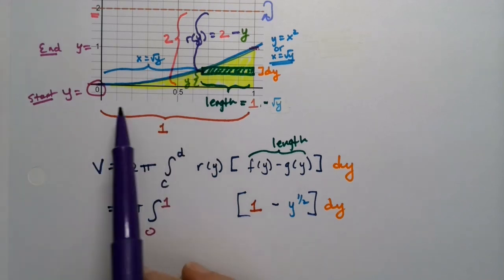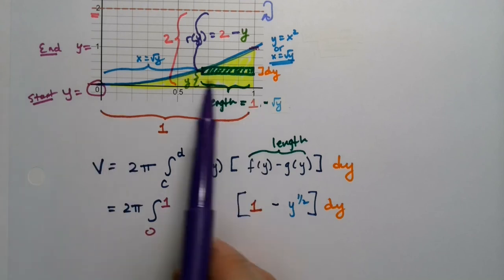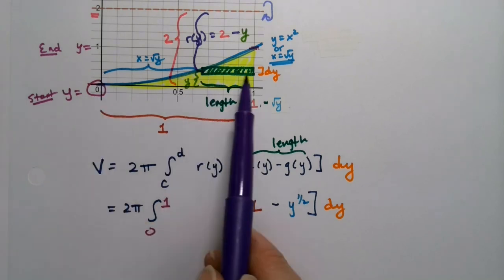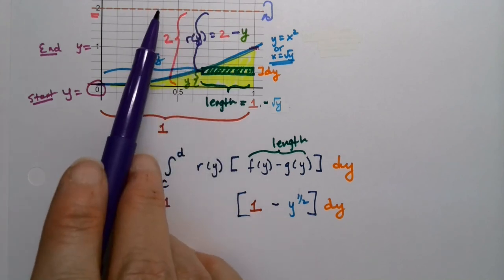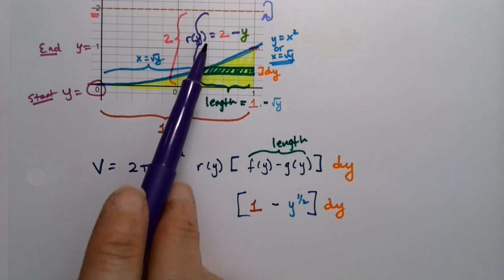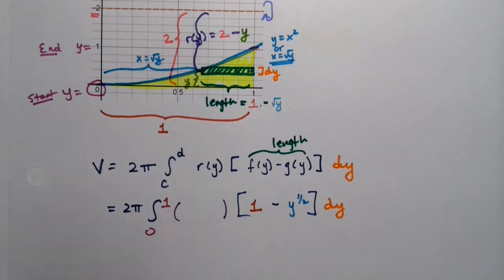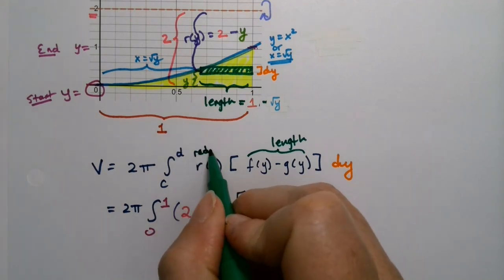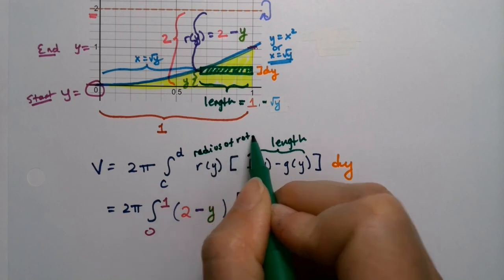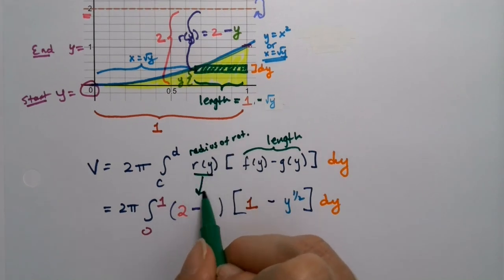So both of these are tricky. Both the length, 1, take away the square root of y, gets you 1 minus the square root of y, which is that length. This distance is 2, because that whole thing is 2. Take away that little y piece, gets you 2 minus y. So this right here is 2, take away y. Like that. Whew. Okay. So this was the radius, right? Right here. This is the radius of rotation. And that's the length, right? So this goes here and that goes there.